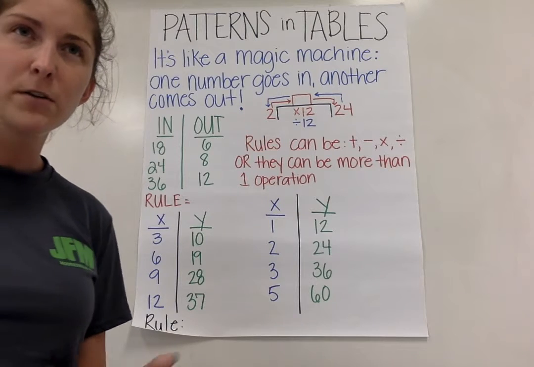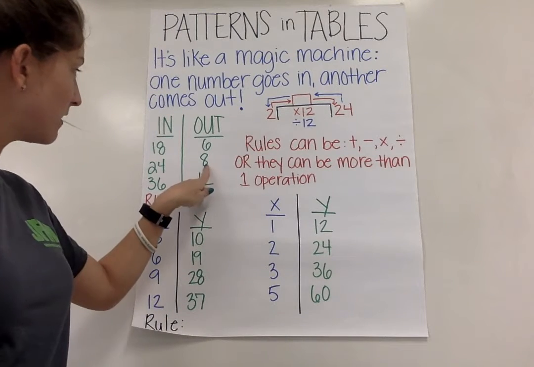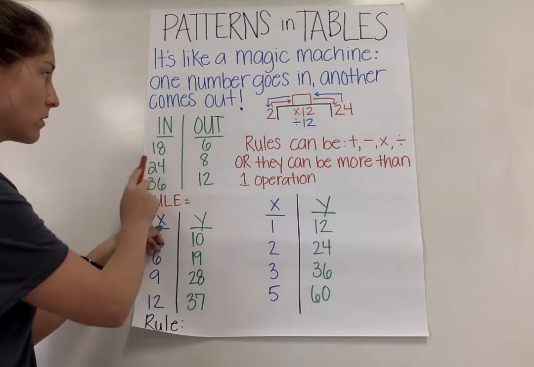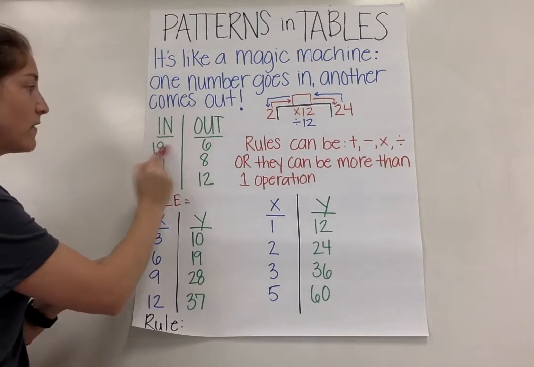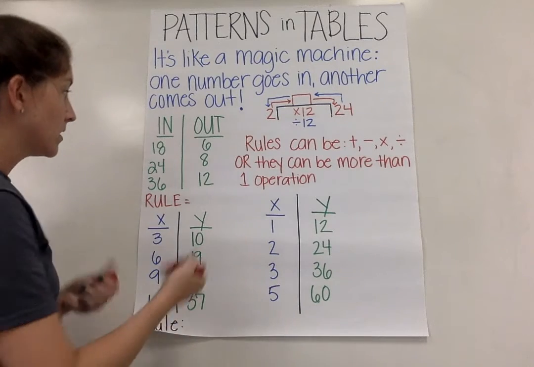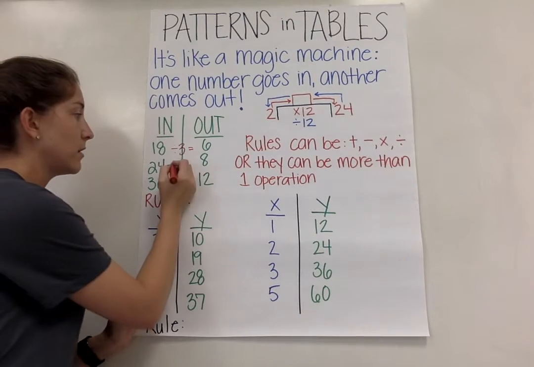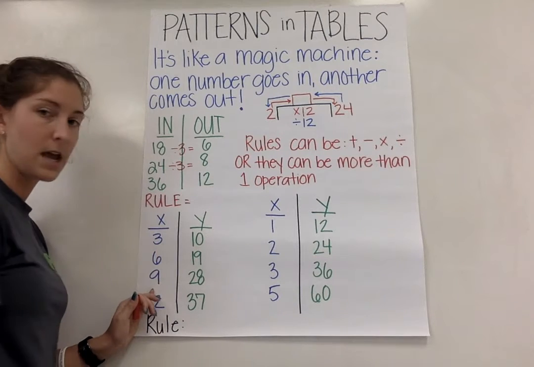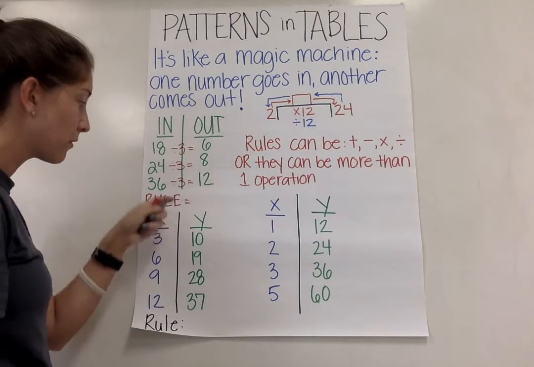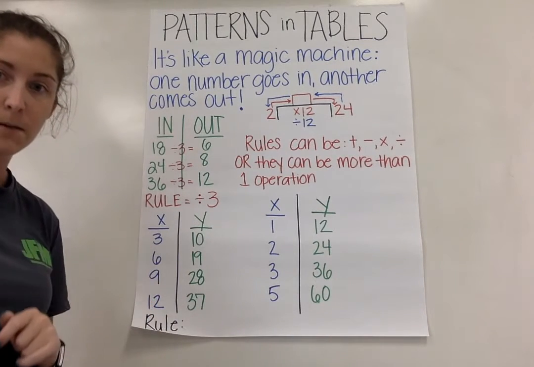Well, if I think about my multiples, I know that 6 times 3 equals 18. And if I look, 8 times 3 gives me 24. 12 times 3 gives me 36. But I don't want to go backwards. I'm putting in and then I'm getting out. So I've got to go this way. So instead of multiplying, what operation could I do? I could divide. So I know that 18 divided by 3 gives me 6. I know that 24 divided by 3 gives me 8, and I know that 36 divided by 3 gives me 12. So therefore, my rule for this one is that I'm going to divide by 3.